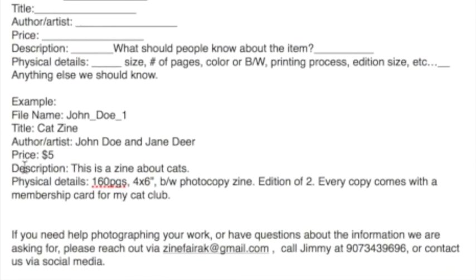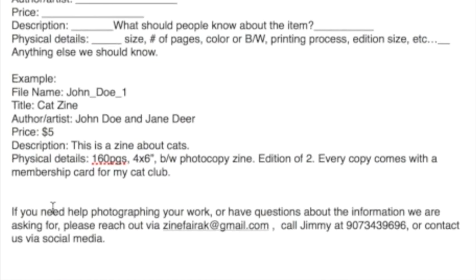So here's an example. The file name, going back up to these ones at the top, John Doe, item number 1. And this is John Doe's cat zine. The author and artist are John Doe and Jane Deere, so it's a collaboration. The price is $5. And the description, again, real simple. This is a zine about cats. That's all you really need to know. The physical details: 160 pages, 4 by 6 inches, black and white photocopy zine, an edition of 2, so it's very limited, and every copy comes with a membership card for John Doe's Cat Club, which is cool. That's a great value for $5 since there's only 2 of them.